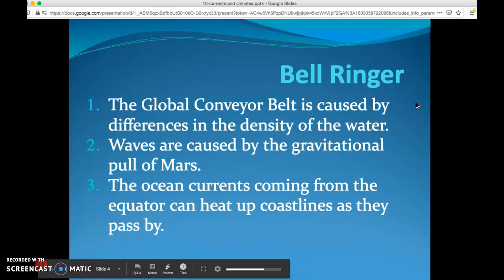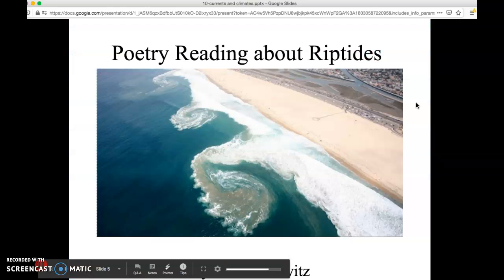And our bell ringer, we are actually not going to do because you don't know the answers to those yet. So I have just a brief poem for you. I think it's cool to start our lectures in different ways, innovative, I would say. But here's a poetry reading about riptides. I can't read his name because my slide thing is in the way, but I did not write it. That's the moral of the story.